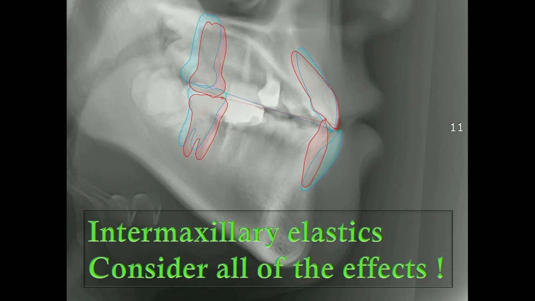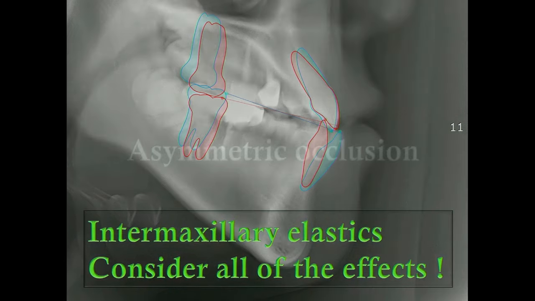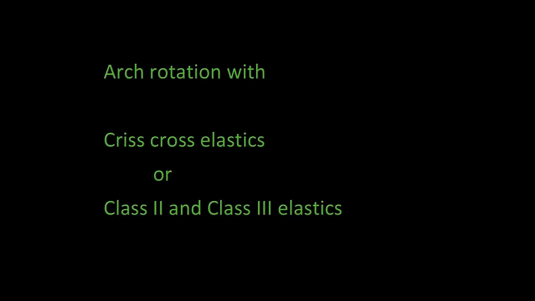Therefore, you should understand not only the main effect of the appliance, but all the side effects of the appliance at the same time. There are also side effects in occlusal view, especially in correction of asymmetric occlusion. Let's take a look at what happens with anterior criss-cross elastic or intermaxillary elastic in occlusal view.